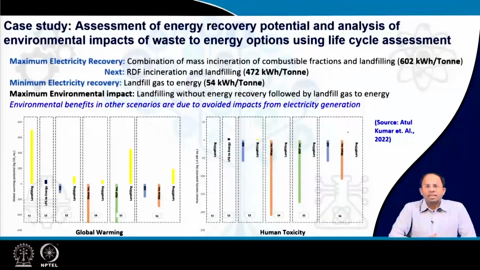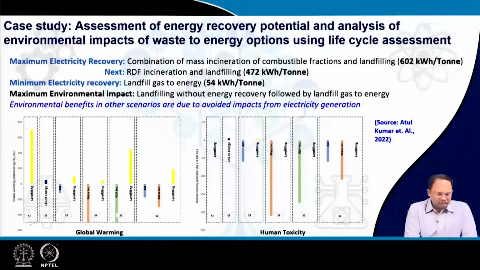Now, coming to summarizing the results, you can see maybe the size of the slide is a bit small, but you can take a look. Over here, we can see these are the different scenarios: S1, S2, S3, S4, S5, S6. S1 is landfilling, S2 is LFG to energy, landfill gas to energy, S3 is anaerobic digestion and landfilling, S4 is mass incineration and landfilling, S5 is RDF and landfilling, and so on, right?